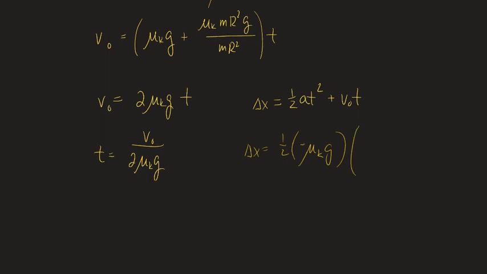T squared. V naught over 2 mu kg quantity squared, plus V naught times t. This is a mess. V naught over 2 mu kg. It's icky, isn't it? It's all going to make sense. One would hope.